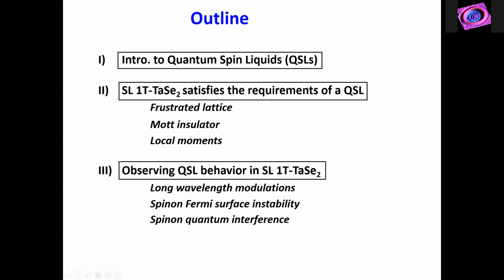So first, I'll say some introduction about quantum spin liquids, and then I will talk about how single layer 1T-TaSe2 satisfies the requirements of a quantum spin liquid, which is that it has a frustrated lattice, it's a band insulator, and it has local magnetic moments. Then I'll talk about how we're able to observe quantum spin liquid behavior in single layer 1T-TaSe2 through the observation of long wavelength modulations, which we can explain as a result of spinon Fermi surface instability, which leads to spinon quantum interference.